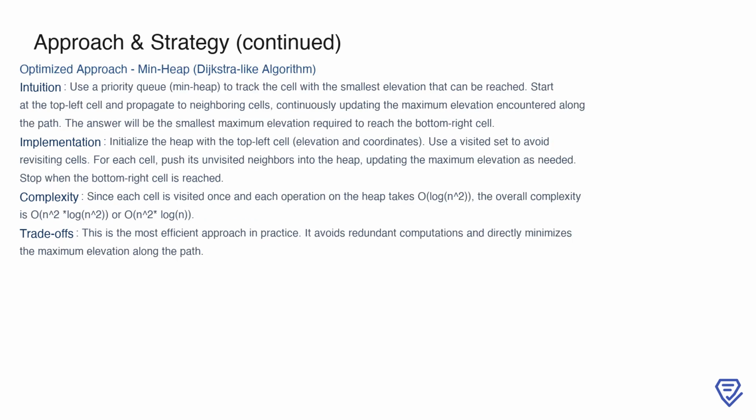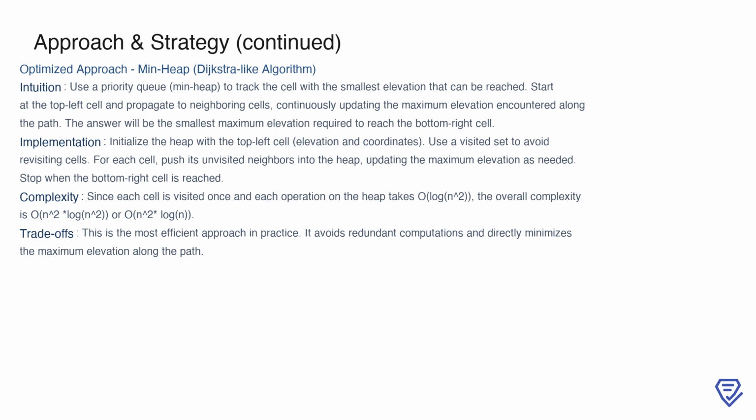The most optimized approach leverages a min-heap in a way that's similar to Dijkstra's algorithm. Here, the intuition is to use a priority queue to track the cell with the smallest elevation that can be reached. Starting from the top left cell, we propagate to neighboring cells, continually updating the maximum elevation encountered along the path. The solution to the problem is the smallest maximum elevation needed to reach the bottom right cell.